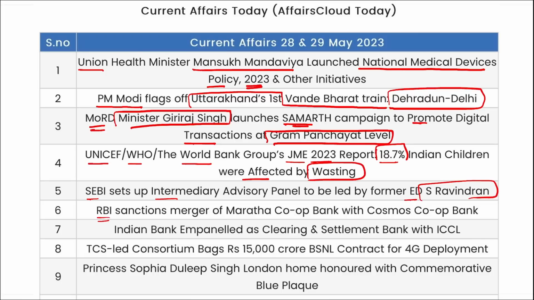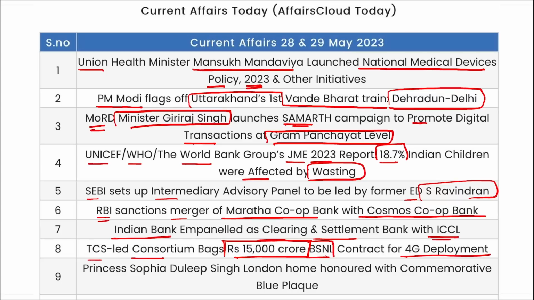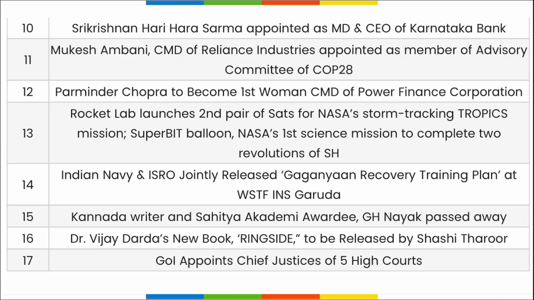Ravichandran. RBI sanctioned merger of Maratha Cooperative Bank with Cosmos Cooperative Bank. Indian Bank empaneled as clearing and settlement bank with ICCL. Then TCS-led consortium bagged a 15,000 crore rupees contract with BSNL for 4G deployment. Princess Sophia Duleep Singh's London home has been honored with the commemorative blue plaque. And last year it was the London home of Dadabhai Naoroji that was honored with this blue plaque.